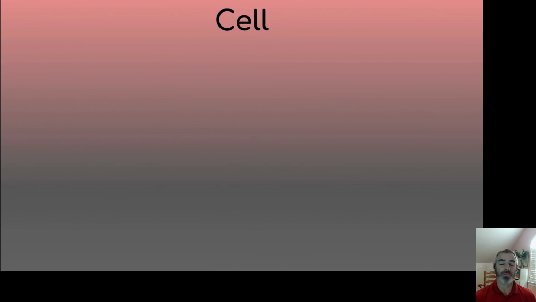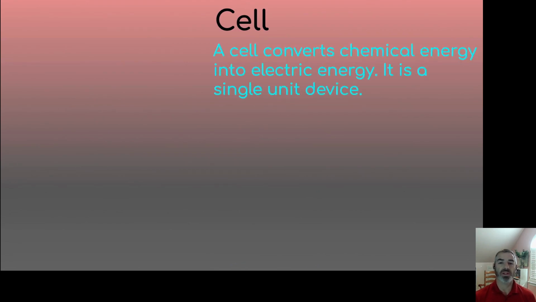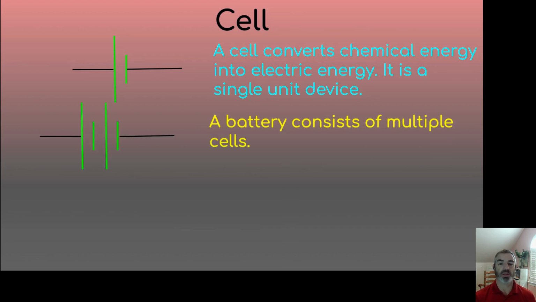So a cell is what provides the electric potential in a circuit, and what it does, it converts chemical energy into electric energy, and it's a single unit device, so it's represented by a long line and a short line. Now, a battery consists of multiple cells, so you might see multiple long and short lines to represent a battery, or it might just be a single long and short line to represent the battery.